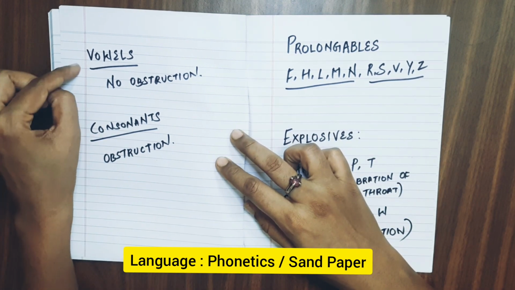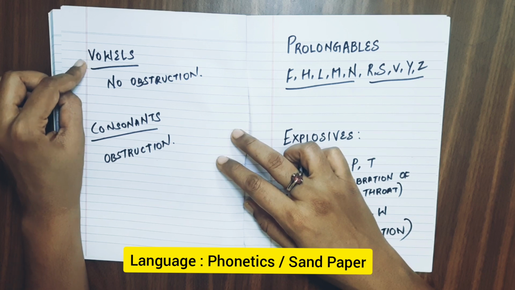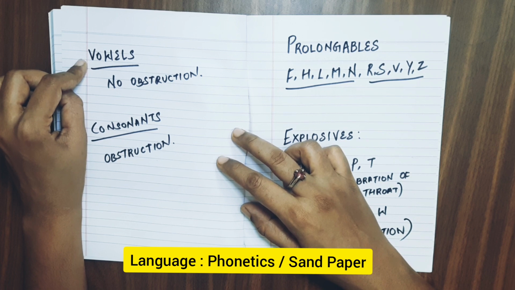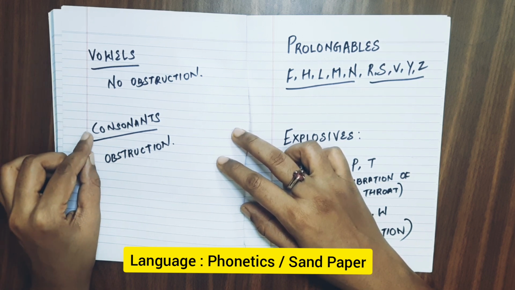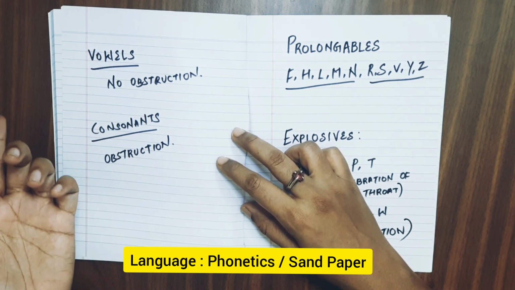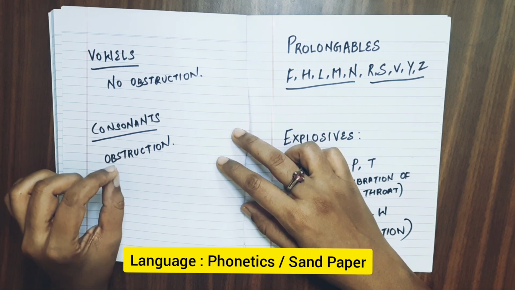When you utter these vowels, a, e, o, you see there is a free flow of air movement. There is no kind of obstruction. But when you pronounce the consonants, there could be some obstruction either by the teeth or by the lip movements, or even by the palate or by the tongue.